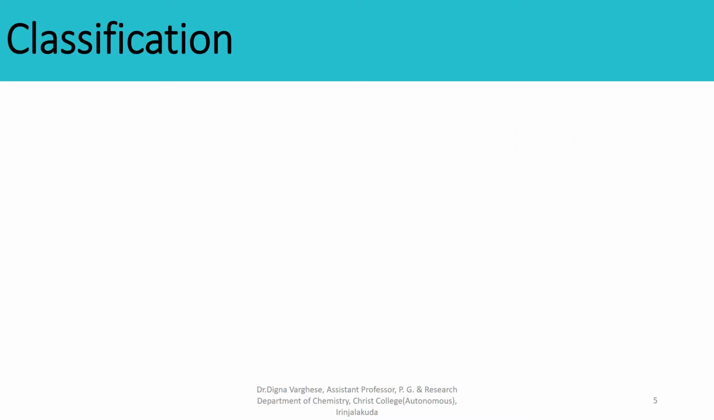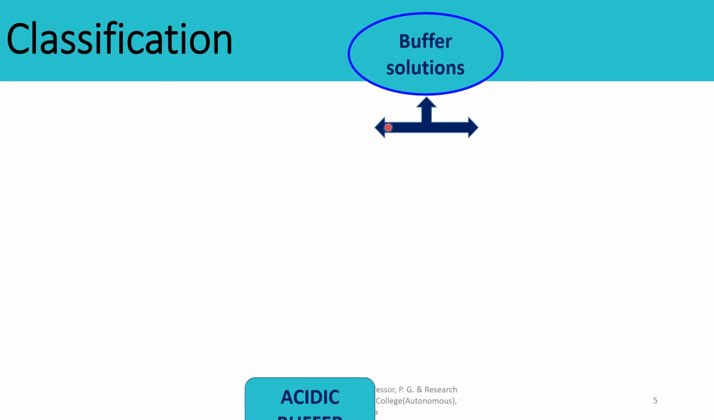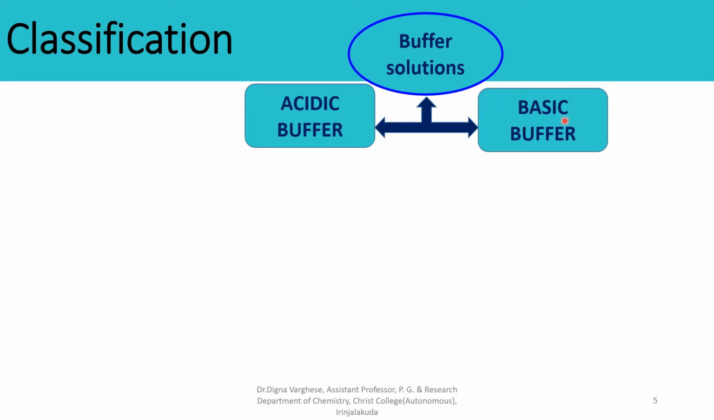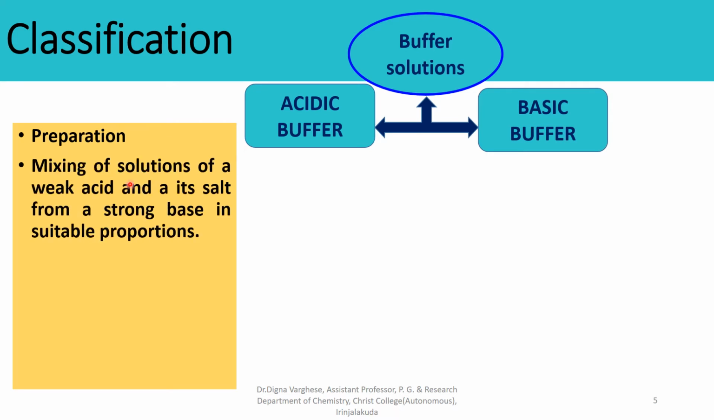There are two types of buffer solutions. One is acidic buffer and the other one is basic buffer. Acidic buffer is prepared by mixing solutions of a weak acid and its salt from a strong base in suitable proportions. You can see here an example, acetic acid and sodium acetate solutions. We know acetic acid is a weak acid and its salt is sodium acetate. This solution acts as an acidic buffer solution.